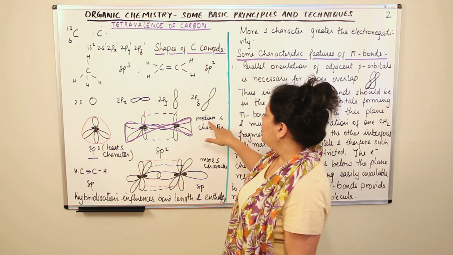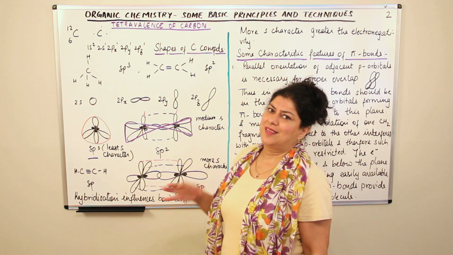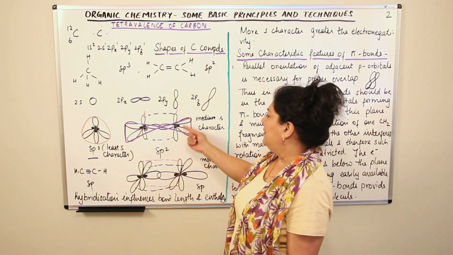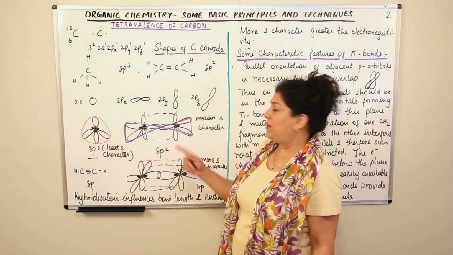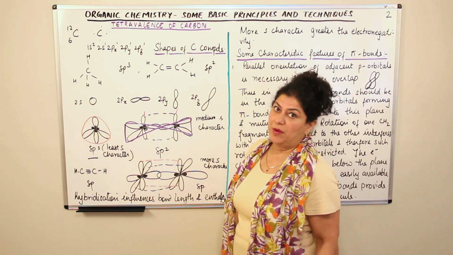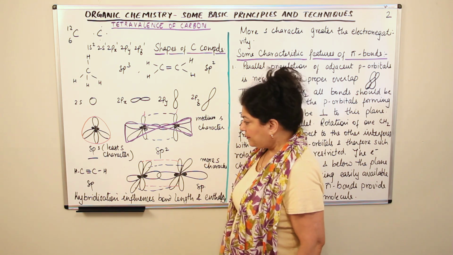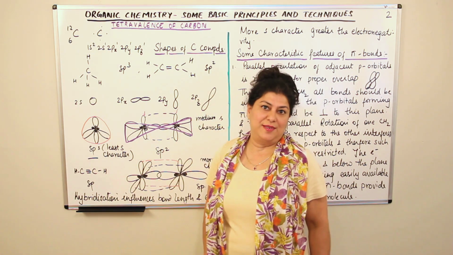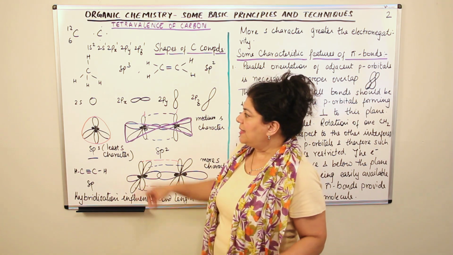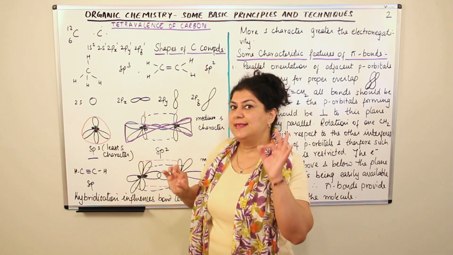So here you would say the S character is 33.33%, and the P character is also 33.3% for one of the P's and 33.3% for the other P. In sp, the S character is 50%. So we notice that in sp3, the S character is the least.